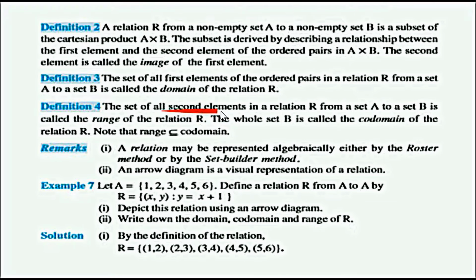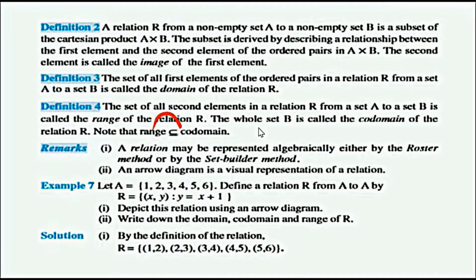The set of all second elements is the range. The set of all first elements is the domain. So domain is the set of all first elements, range is the set of all second elements. But these elements have to qualify into the relation R. And the whole set B, all the elements of this second set, is known as the codomain. So we deduce that the range is a proper subset of the codomain.